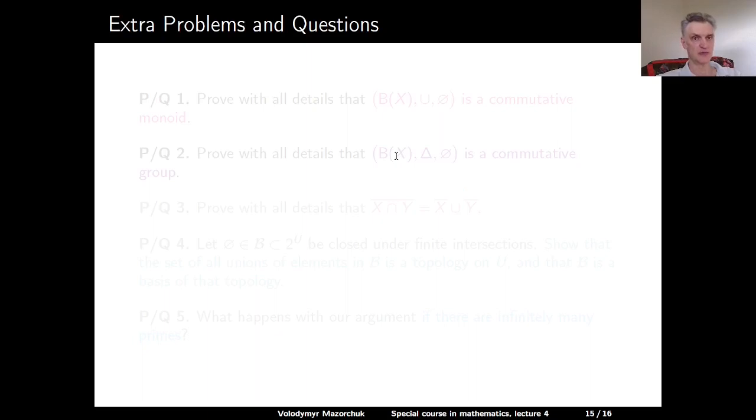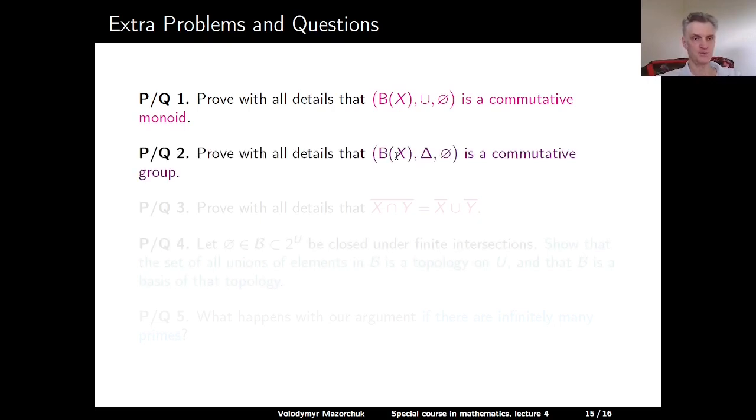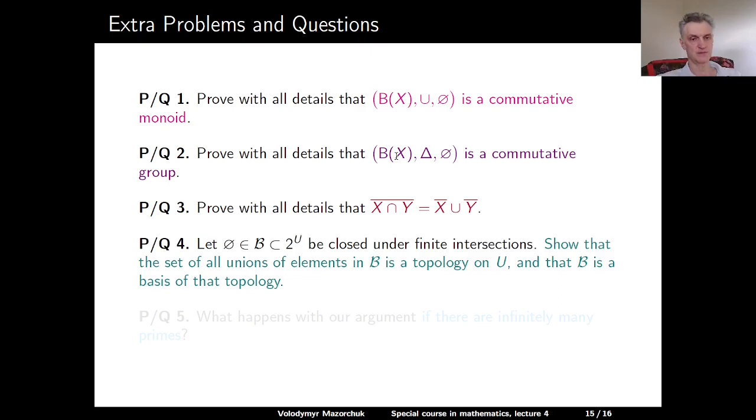Some extra problems and questions at the end. Problem question 1. Prove with all details that the Boolean of X with respect to union and with the empty set is a commutative monoid. Problem question 2. Prove with all details that the Boolean of X with respect to the symmetric difference and the empty set is a commutative group. Problem question 3. Prove with all details that the complement to the intersection is the union of the complements.